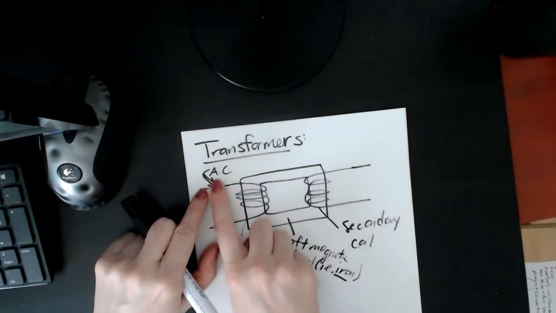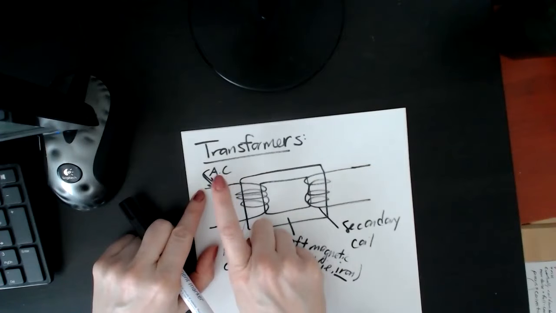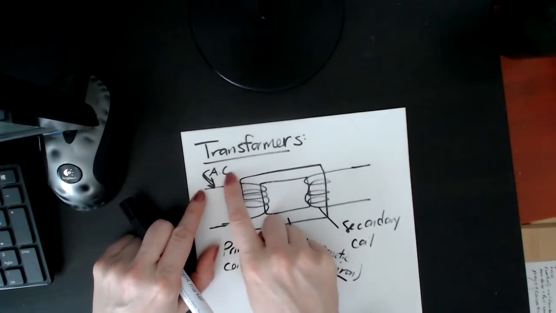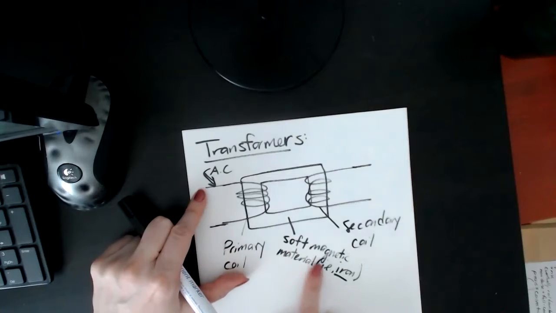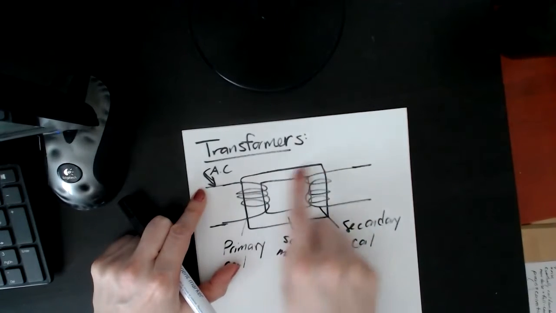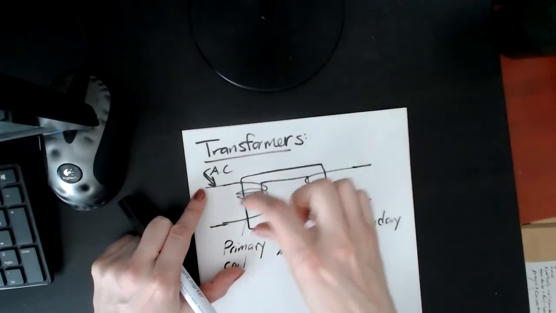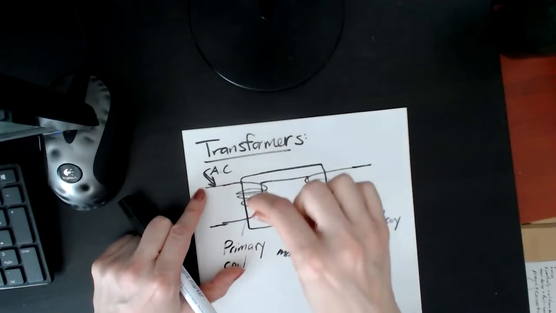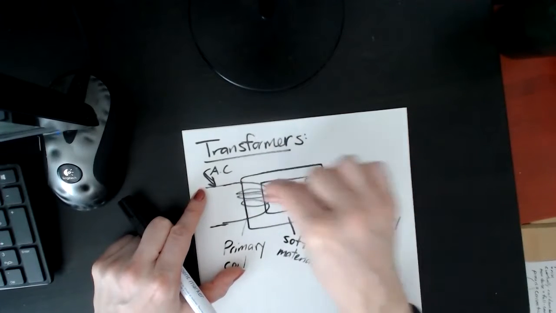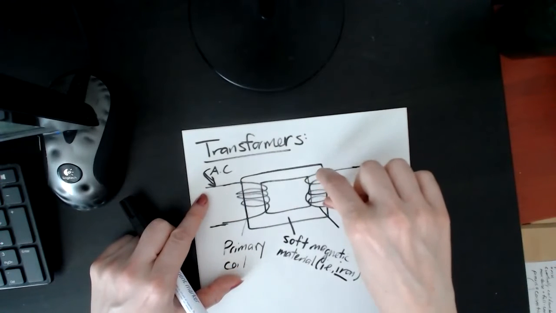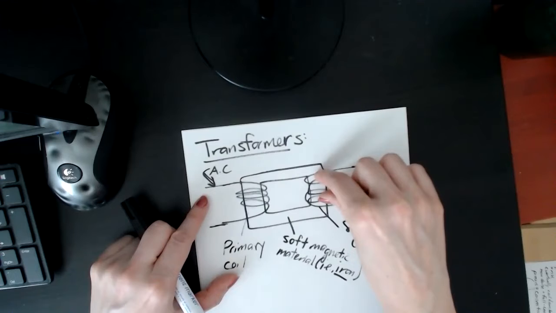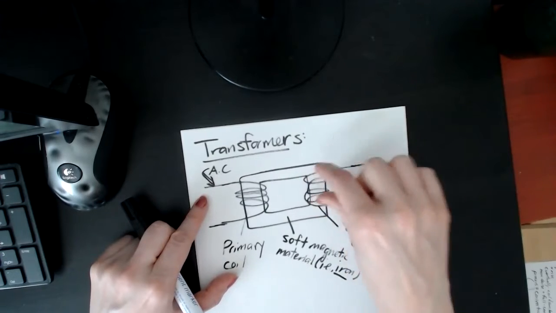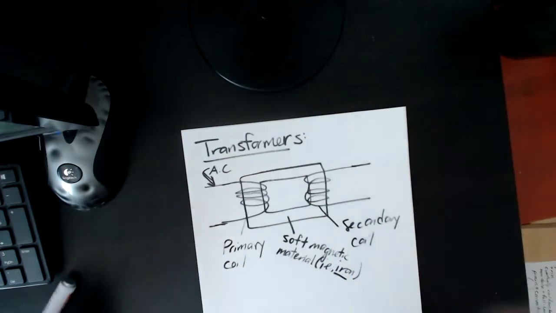Remember that this is an alternating current, so the current is constantly changing. A changing current means a changing magnetic field, and so this soft magnetic material, the iron core, will pick up those changes within the magnetic field. Then over on this side, you will also get a changing magnetic field, and that is going to induce a voltage in the secondary coil. I'm going to say that again.